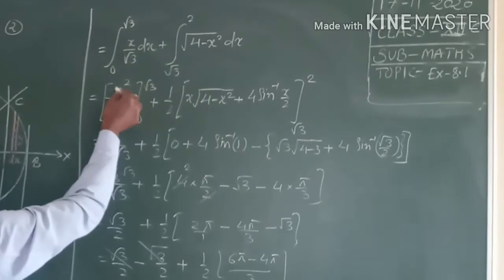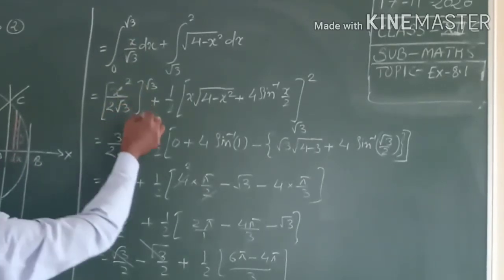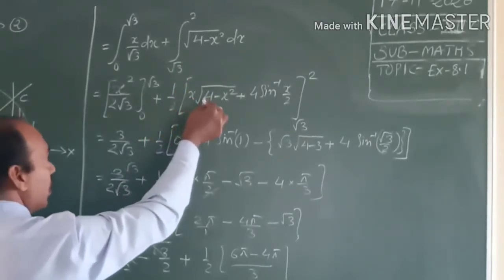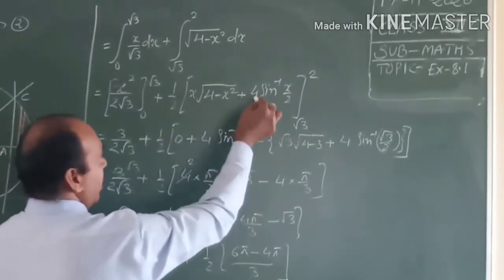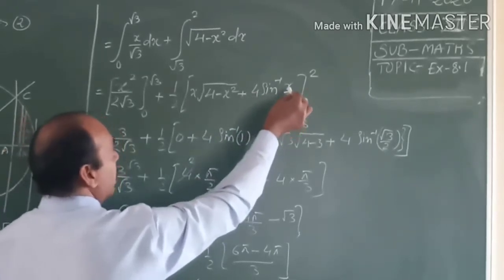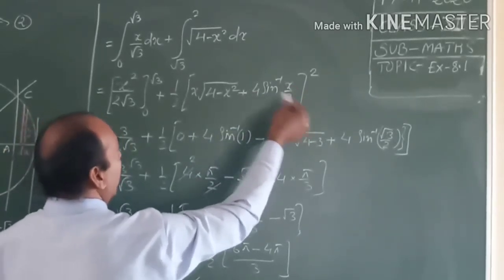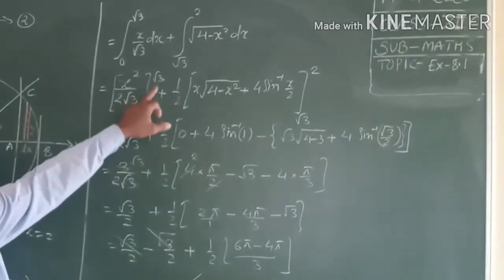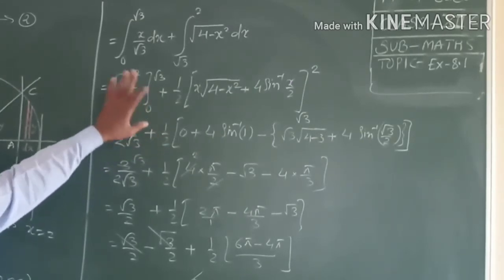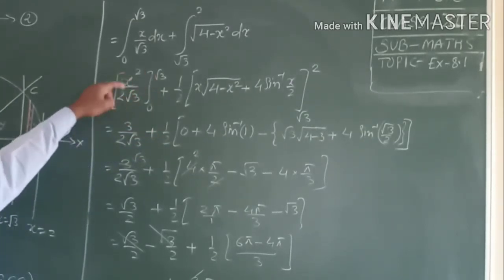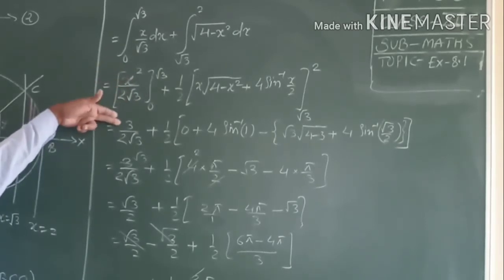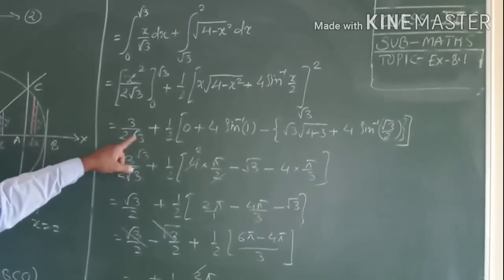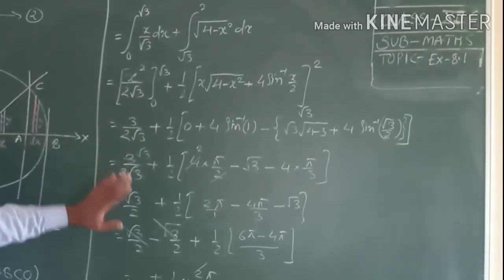So the integral of x is x square by 2, with limit 0 to root 3, and for root a square minus x square, it is 1 by 2 x into under root a square minus x square plus a square by 2, sin inverse x upon a, where a is 2 and the limit is root 3 to 2. Now apply the limits: upper limit minus lower limit. The lower limit will be 0, so only write the upper limit. Root 3 whole square is only 3, so 3 upon 2 root 3, and in the next step 3 and root 3 cancel out, so you will get only root 3 by 2.